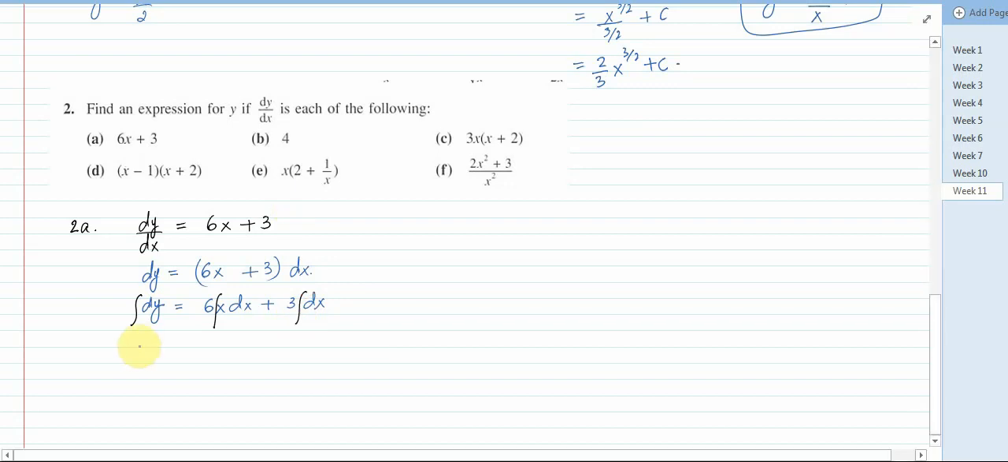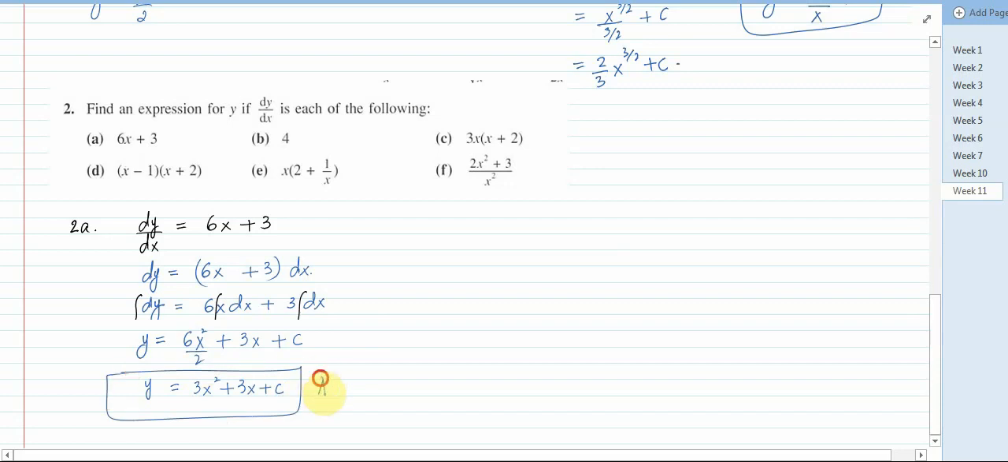And now y equals 6, the integral of x is x square divided by 2, plus the integral of the constant 3, that is 3 times x, and we need to apply plus c here. The final answer is 3x square plus 3x plus c, that is the function y we have, and it's your final answer.